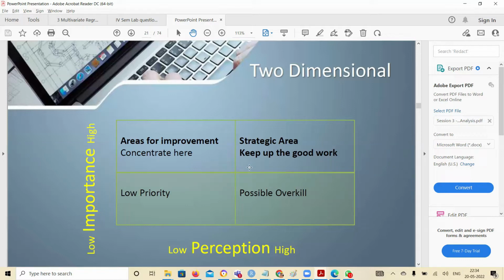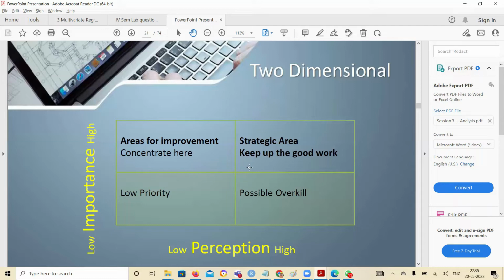The problem comes when there is a mismatch. You think it's highly important. Customers think no, it's not. Perception is that it's not good. Let's say you think that your product is great, but the customer says no, it's not great. So it is called areas of improvement. You need to improve on those areas because then the customers think it's a high perception or low perception, right?